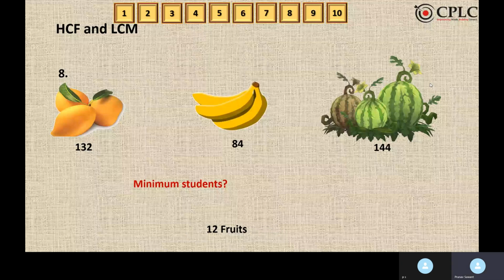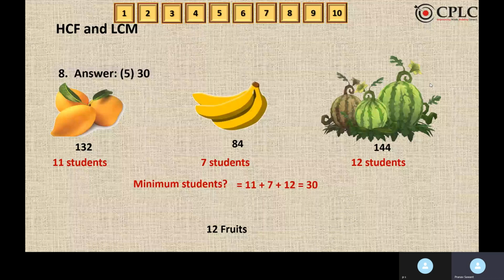So how many students would get mango? For that, I'll do 132 divided by 12, that is 11. For bananas, it would be 84 divided by 12, that is 7. For watermelons, it would be 144 divided by 12, that is 12. Take a sum of this, the sum is 30. So option 5, 30 is the answer.